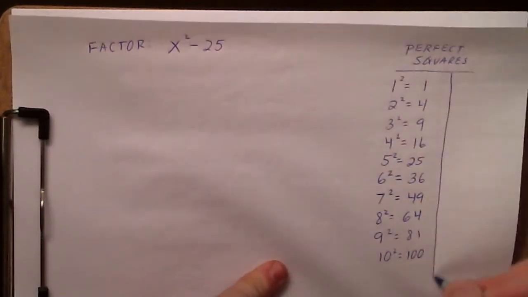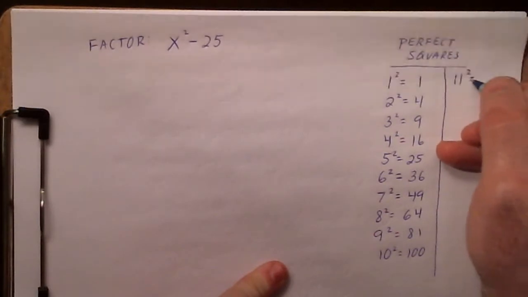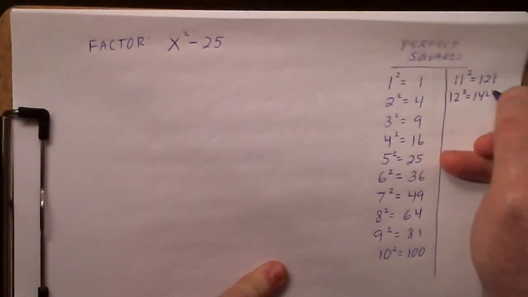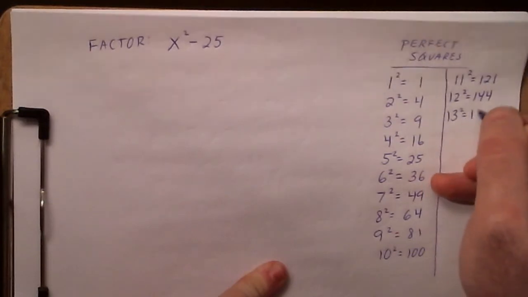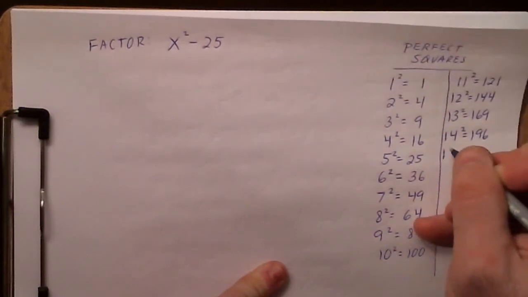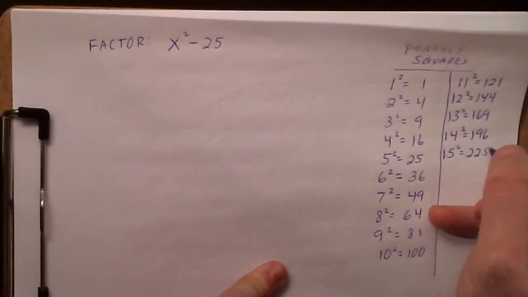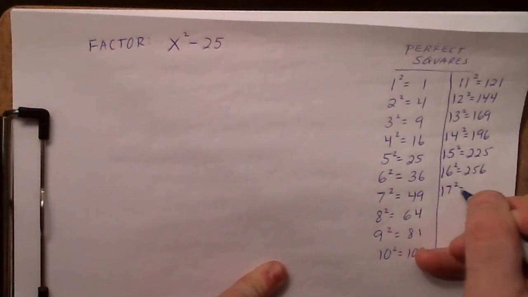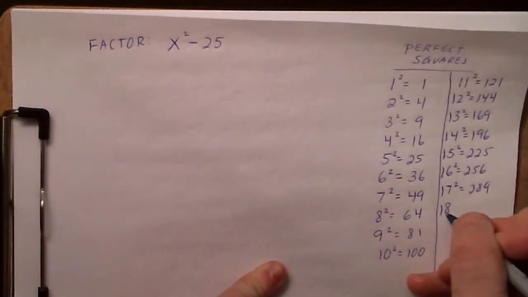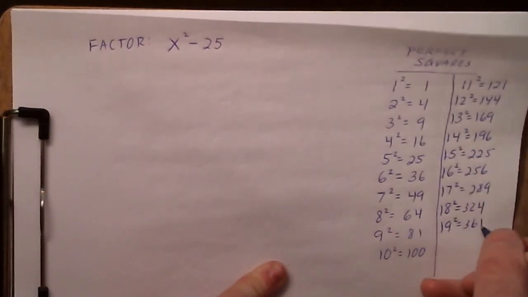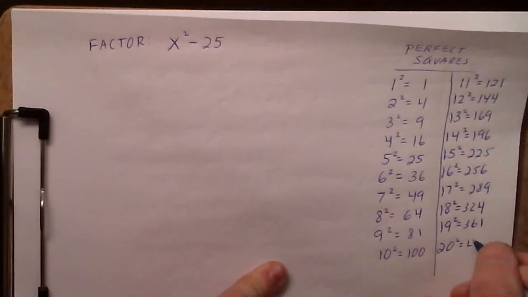I'll continue to list over here. 11 squared, 11 times 11 is not 111. Actually, it's 121. 12 squared, 12 times 12 is 144. 13 squared, 169. 14 squared, 14 times 14 is 196. 15 squared, 15 times 15 is 225. 16 squared is 256. 17 squared is 289. 18 squared is 324. 19 squared is 361. Finally, 20 squared is 20 times 20 or 400.